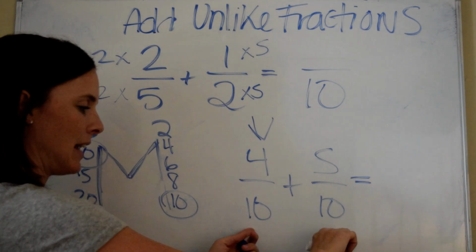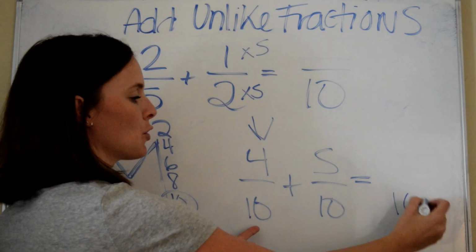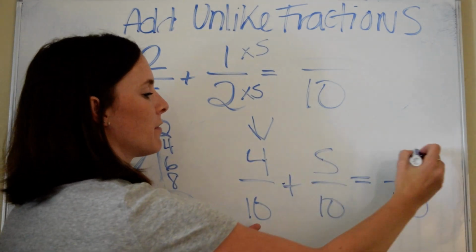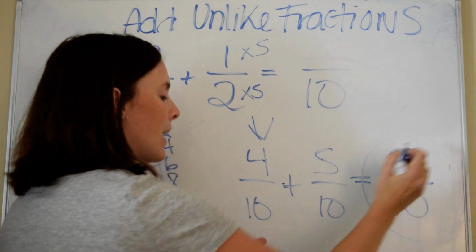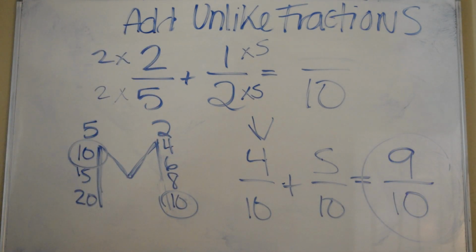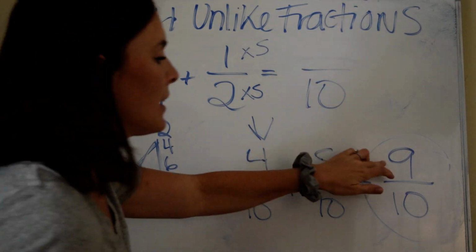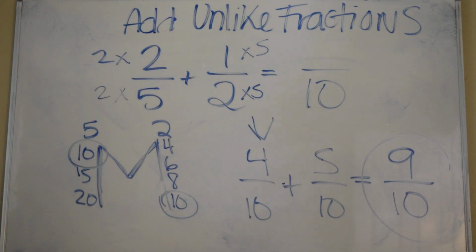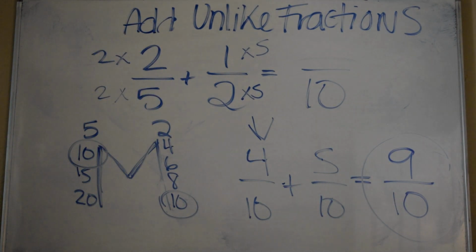Now that I have a 10 as my common denominator, I can just bring it over, and 4 plus 5 is 9. Is 9/10 all the way simplified? Yes, it is. 9 and 10, they do not share any factors other than the number 1.